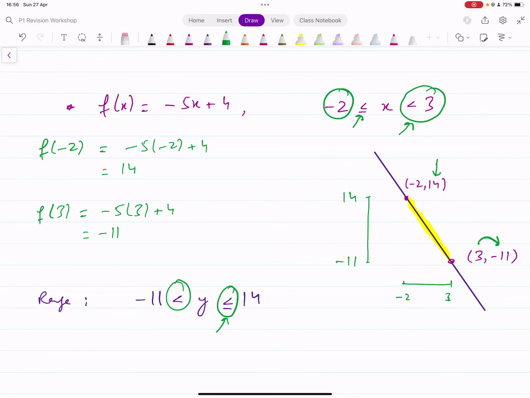Okay, so inequality signs, you have to think about them, whether you're going to have an equal to sign or not. You think about the original x value. If that's included, the corresponding y value will also be included. If the original x value is not included, then the corresponding y value would also not be included.